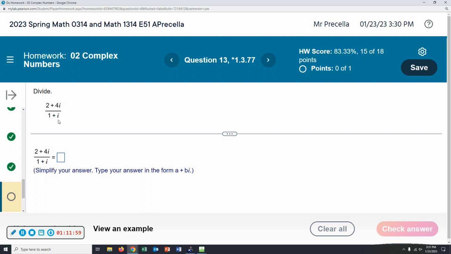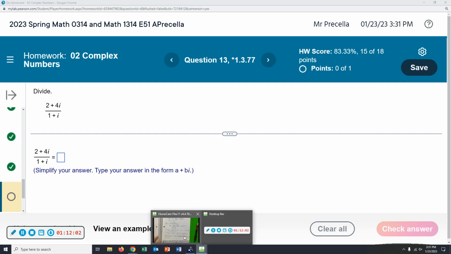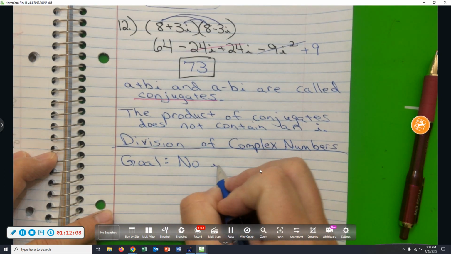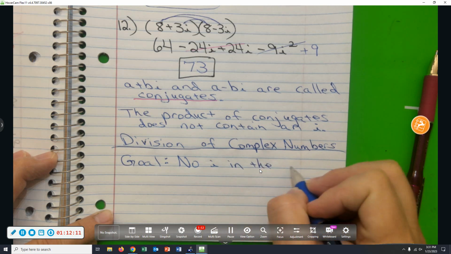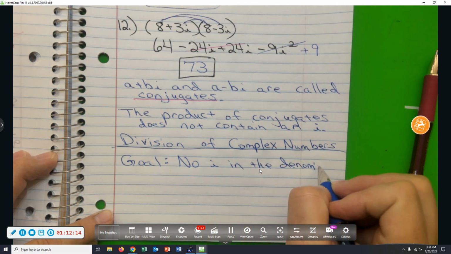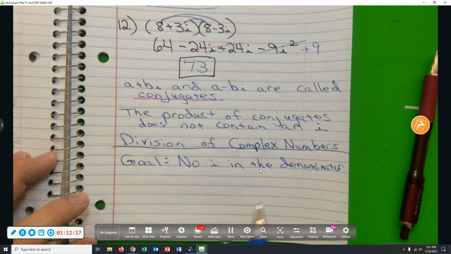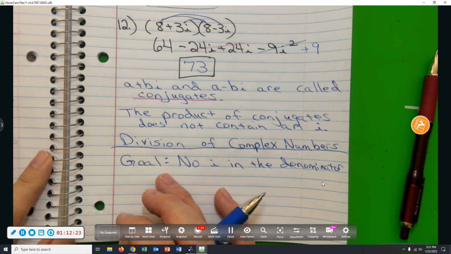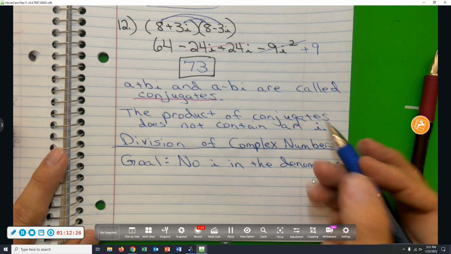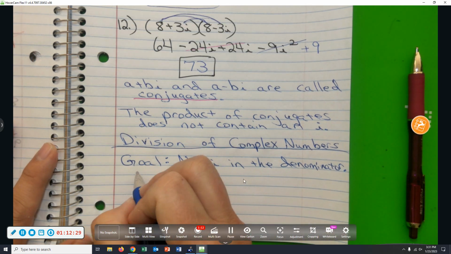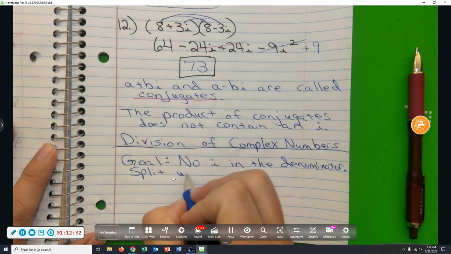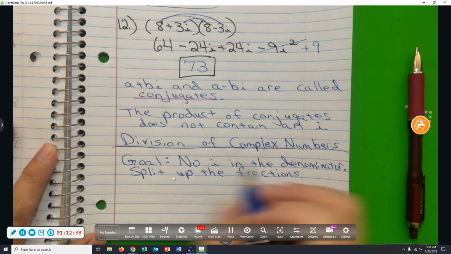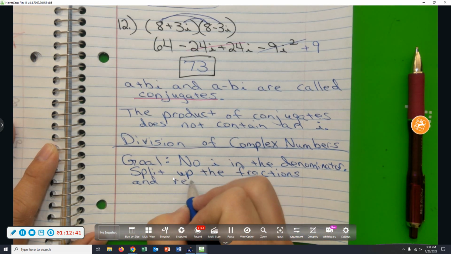So our goal, switch back to the paper. Our goal when dividing complex numbers is to get no i in the denominator. And then separate. Once you've done that, you can separate the fractions and reduce them like problems 3, 4, and 5.